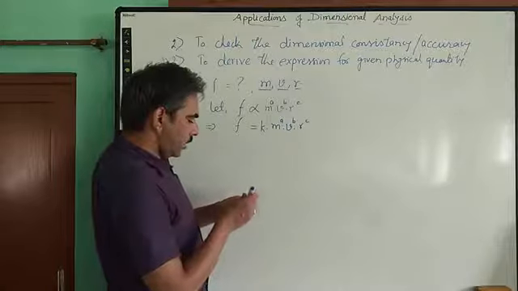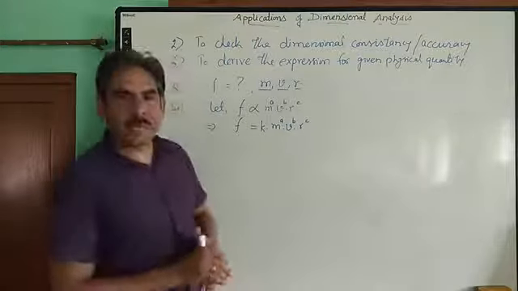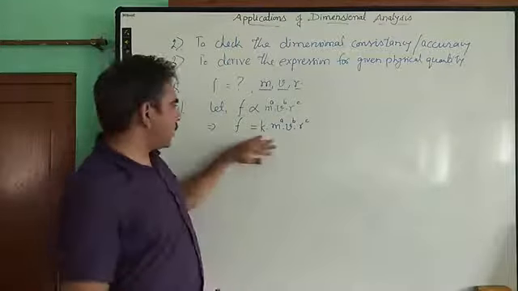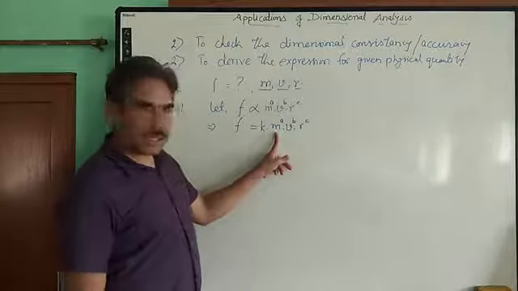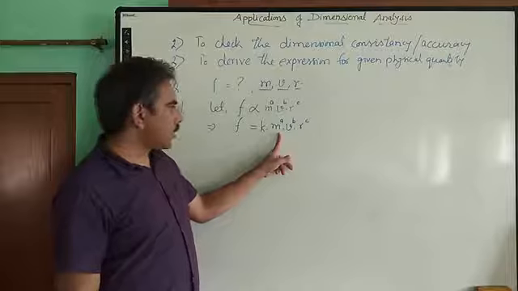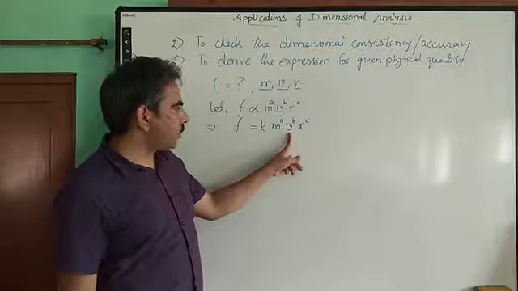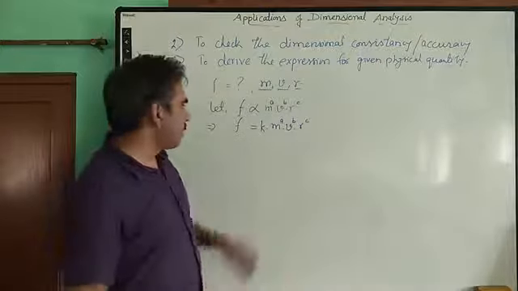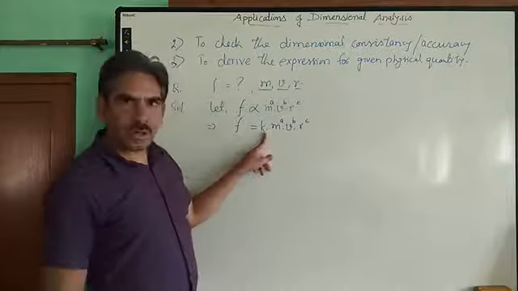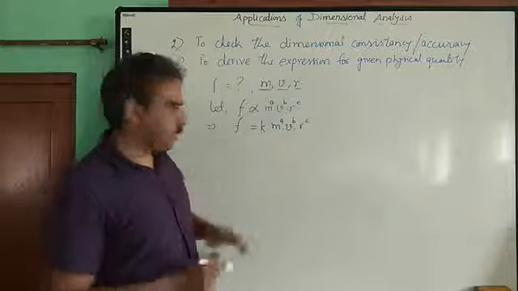Now there is a simple thing. We place the dimensions of each and every quantity involved in this formula. Here it is force, so we write the dimensions of force. It is mass, so we write the dimensions of mass. Velocity, we write the dimensions of velocity, and for r, it is length. And k is a constant, we don't know anything about it, so we leave it as it is.